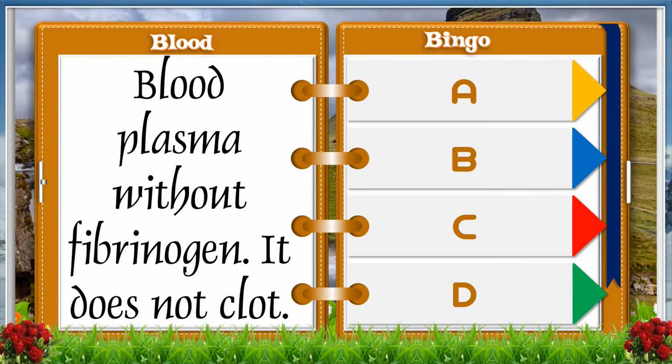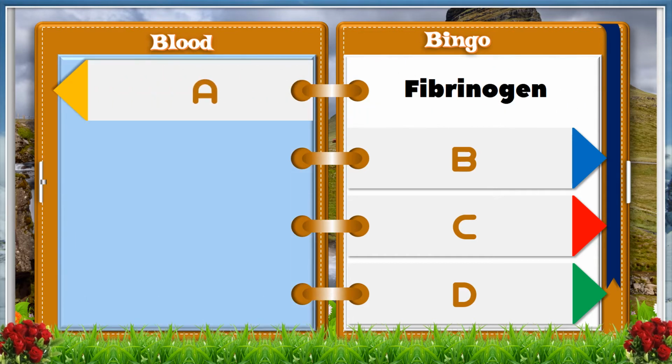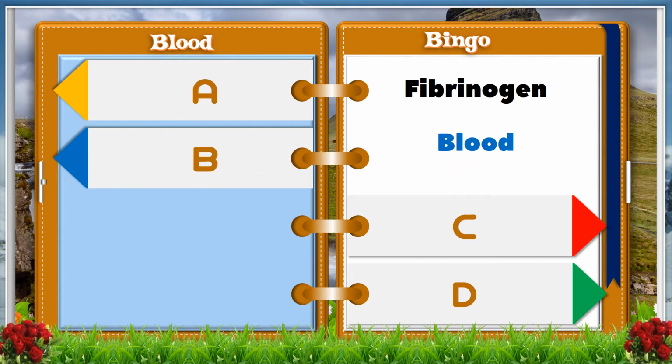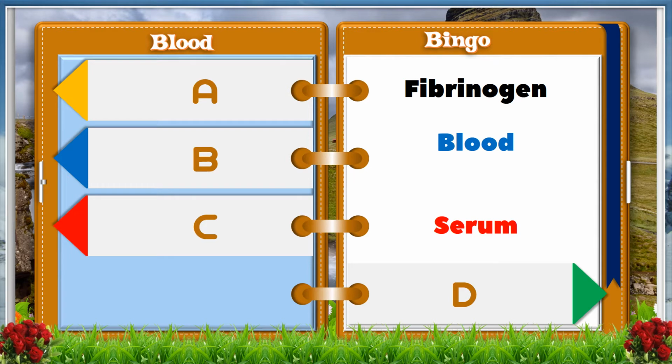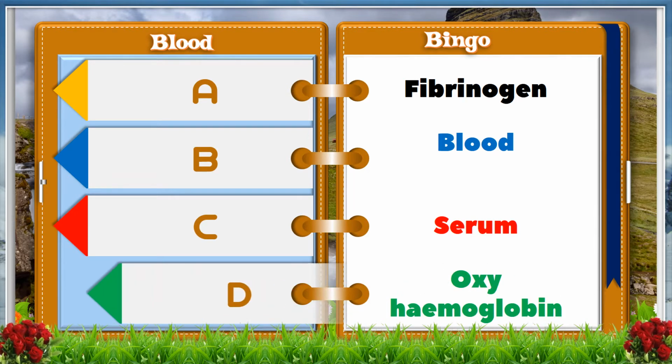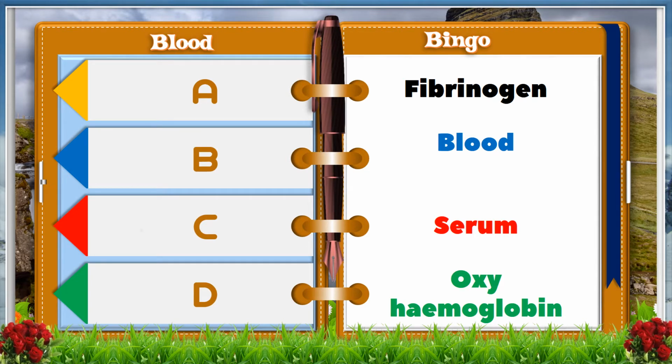Blood plasma without fibrinogen. It does not clot. A. Fibrinogen. B. Blood. C. Serum. D. Oxyhemoglobin. And the answer is C. Serum.